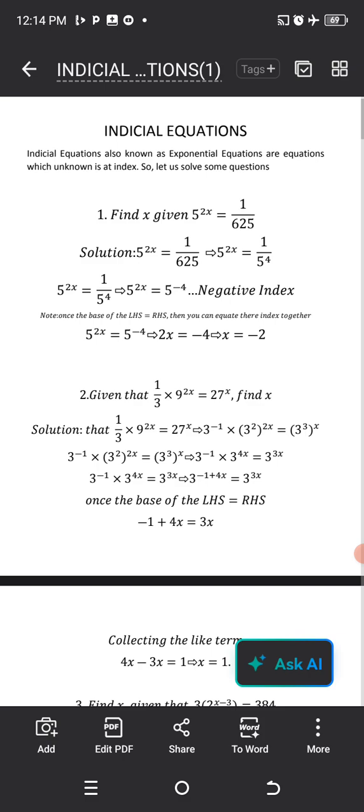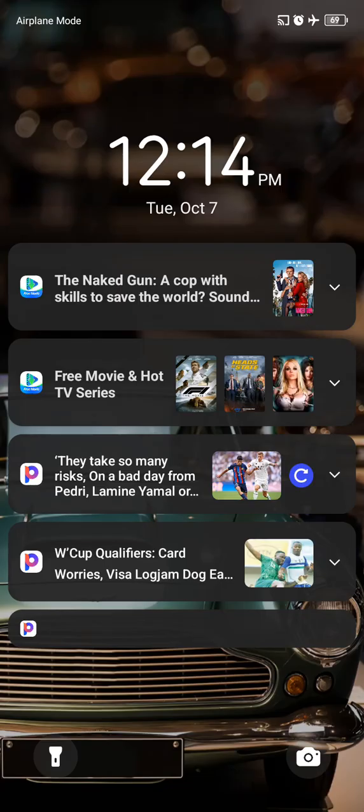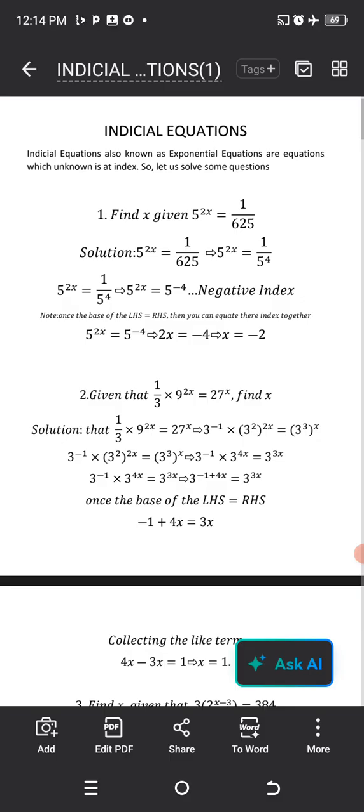I don't know if you have been acquainted with quadratic equations, polynomials or cubic equations. You will see that the unknown is at the base, not the power, the index or the exponent. Here we'll be focusing on how to solve indicial equations, where the unknown is at the index.